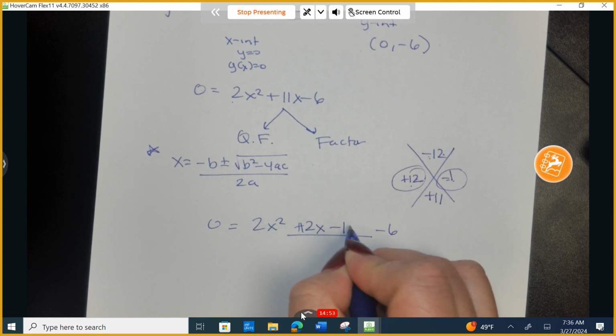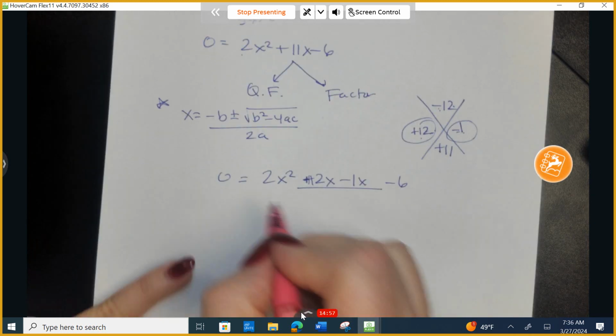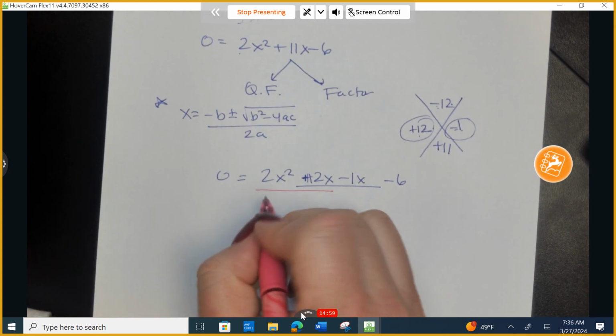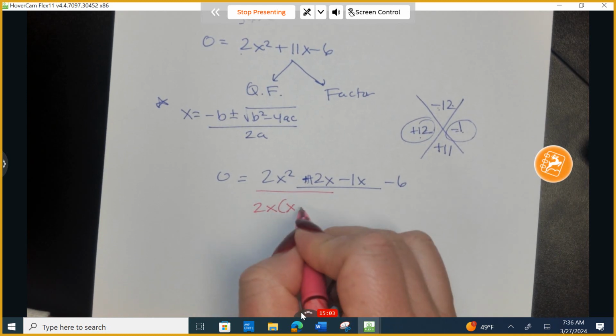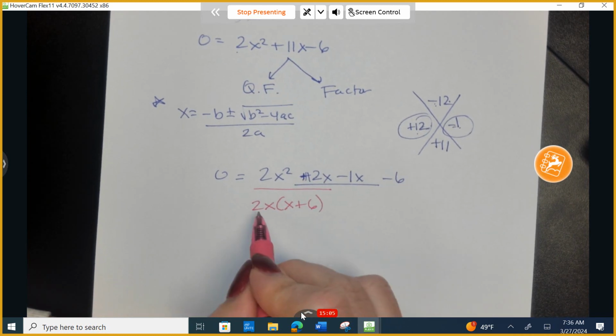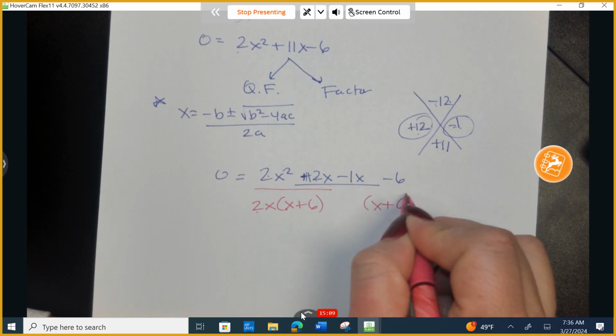12x, and minus 1x. And now I'm going to factor. What can I factor out of this? I can factor out a 2x, and I'd be left with x. This is a plus sign, plus 6. Let's make sure I did this right. 2x squared plus 12x. I'm going to repeat the x plus 6 and back.